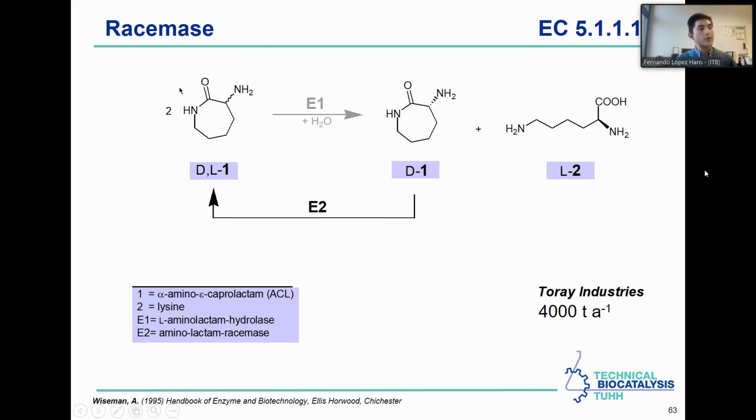a racemic mixture of these compounds. We hydrolyze it to produce this specific conformation. We hydrolyze it in the way where we open the chain. This is the product that we want to obtain. It is called L-lysine. It is an amino acid. It is very, very attractive for industry.